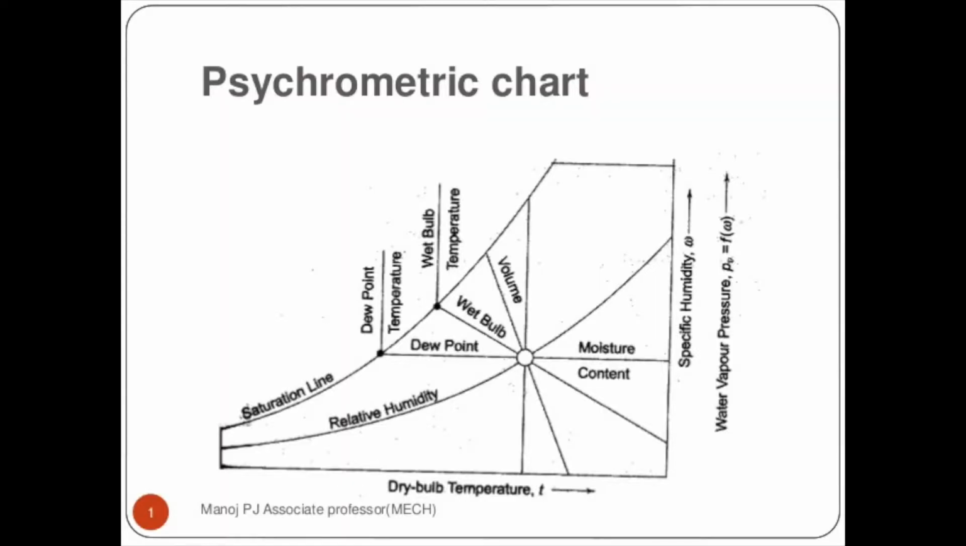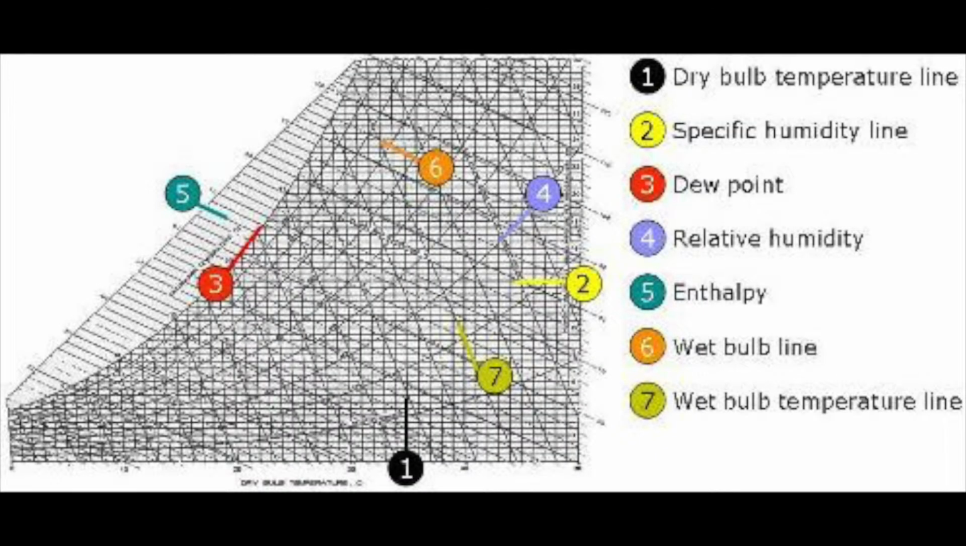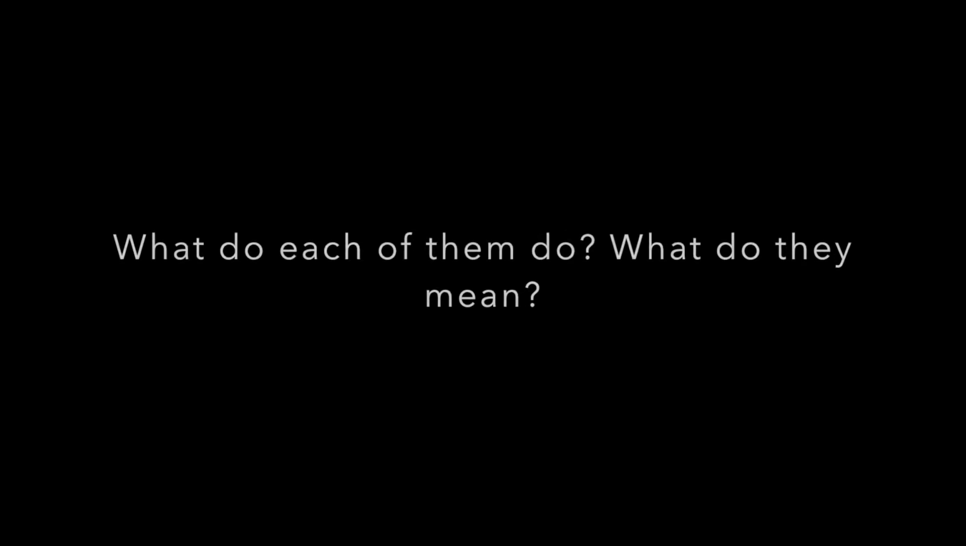And how many dimensions of the chart are there? So there's 7 different dimensions. The first one, there's enthalpy, dew point temperature, dry bulb temperature, specific volume, wet bulb temperature, humidity ratio, and relative humidity. And what do each of them do? Like, what do they mean?